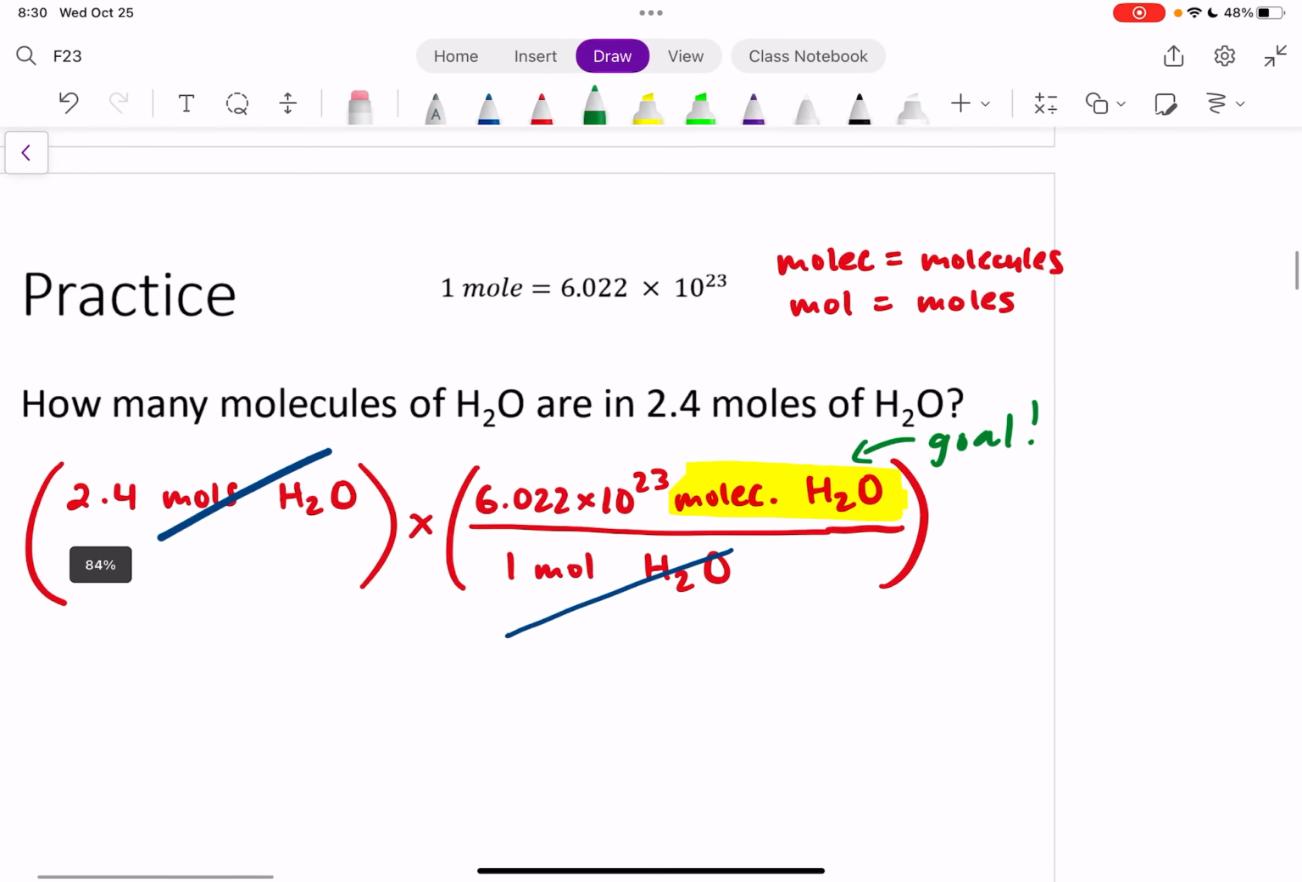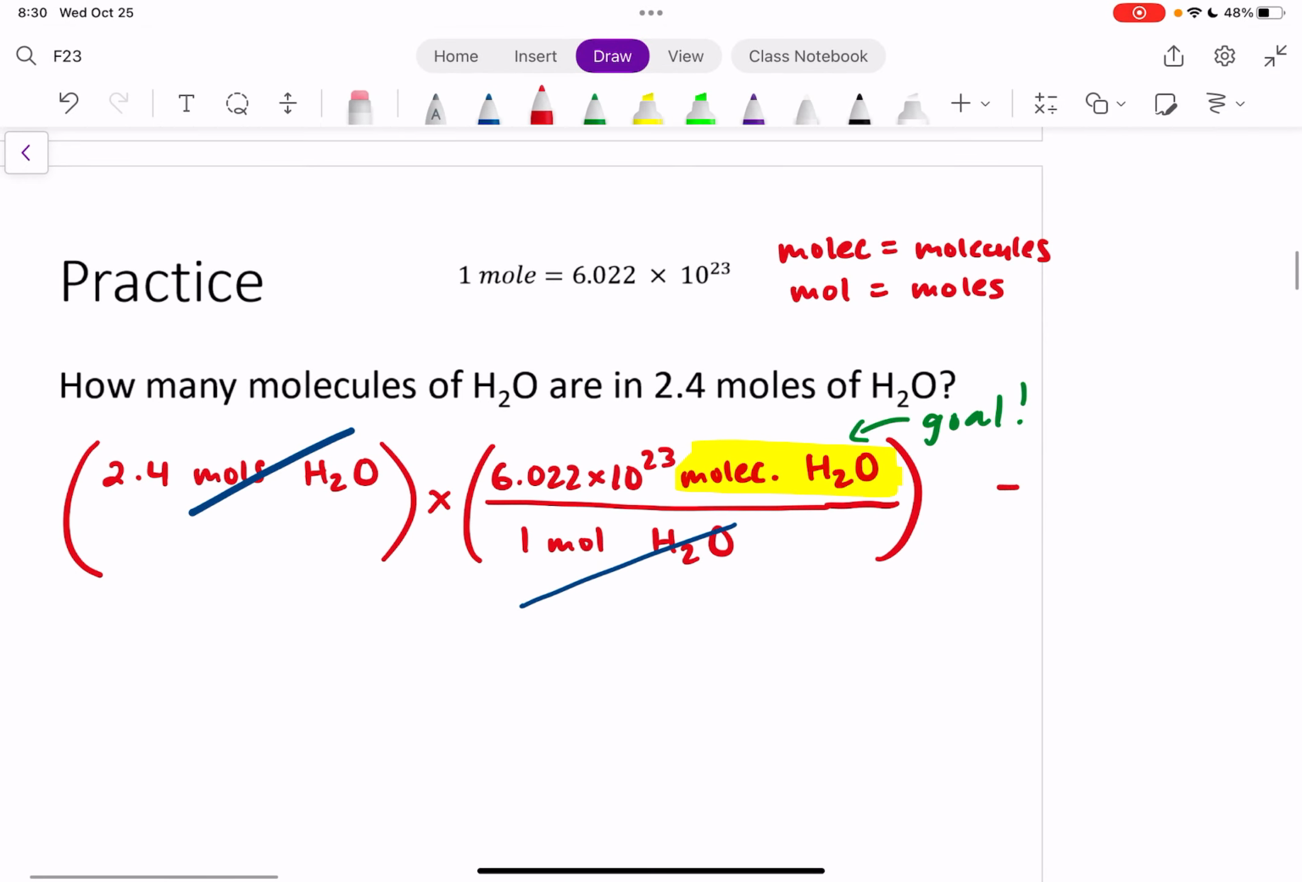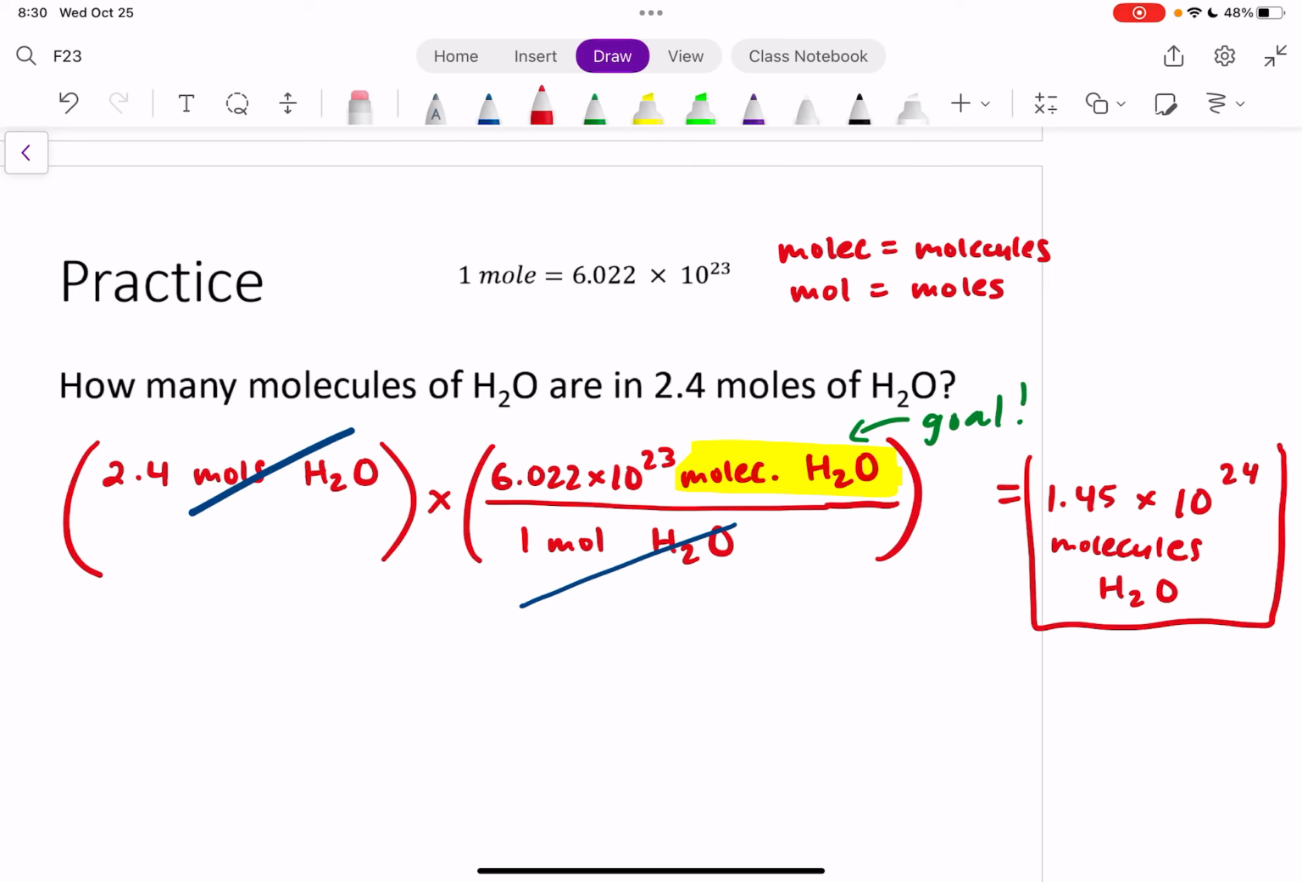Okay. All right, so we've got to calculate this out. It's going to give us 1.44 times 10 to the 24. Actually, this should be 1.45 molecules H2O. Again, big number, right? Molecules are pretty tiny, so we would expect some kind of large number at the end of this.